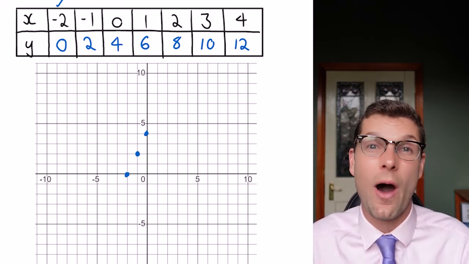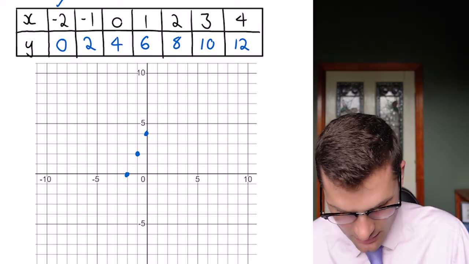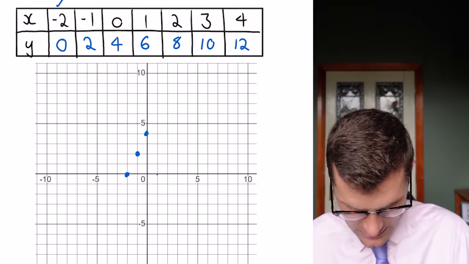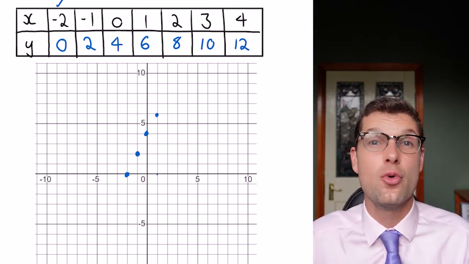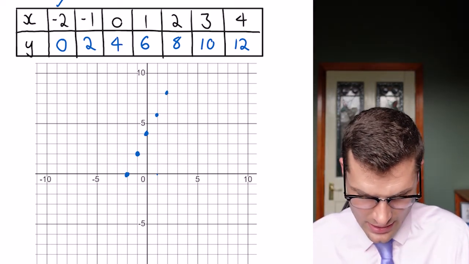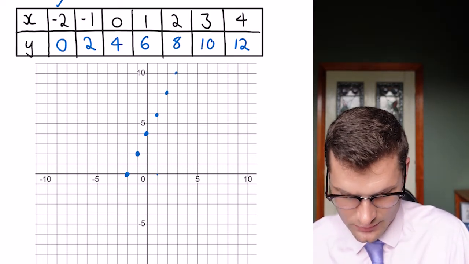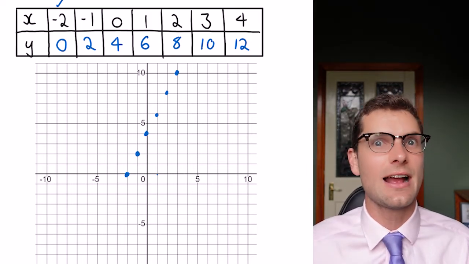So when x is equal to 1, we've got to move to the right 1 place. So we get to here, and then we move up 6 places, which puts us here. The next one across, 2, 8. So we go across 2, up 8, and then 3, 10. For that last one, I don't have a big enough graph, but you can see exactly where it's going.